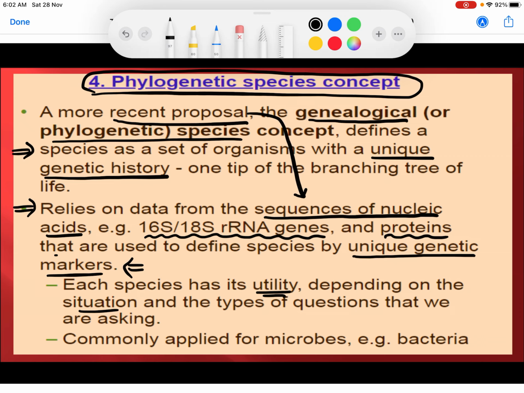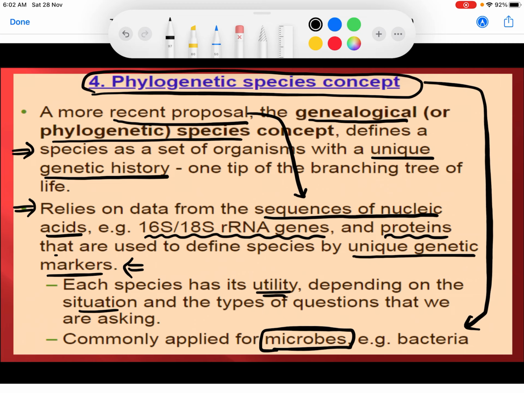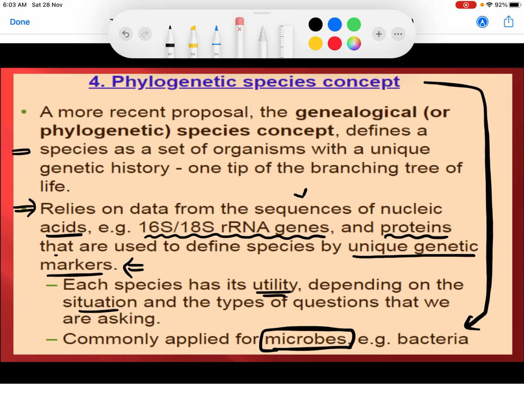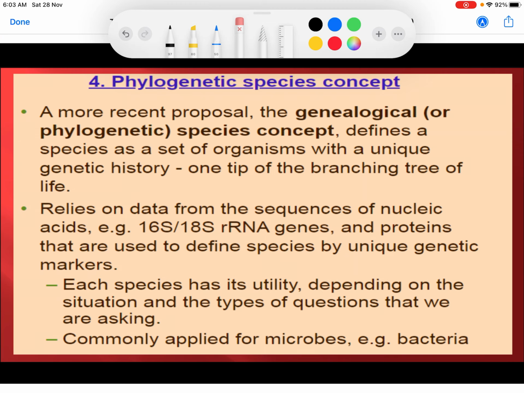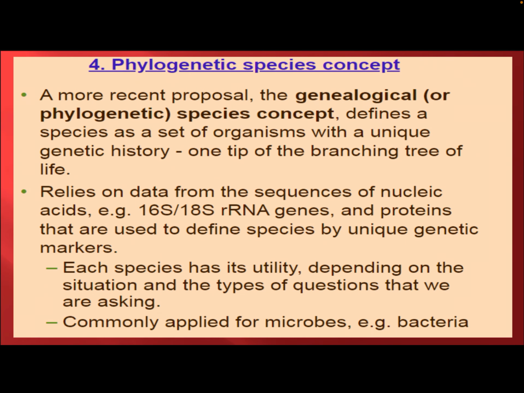Now, it is commonly applied for bacteria or microbes. Now, why does the phylogenetic species concept exist? Because in microbes we cannot go through morphological characterization as they are microscopic. That is why we are using the phylogenetic species concept. Fine. So, it is most commonly used in defining or identifying microorganisms, that is bacteria or other microorganisms. So, this was the last type of species defining concept. So, please take the screenshot of the phylogenetic species concept as well.